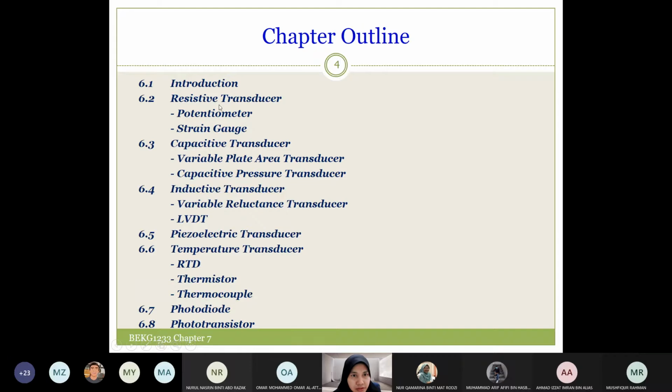This is the chapter outline. We will have resistive transducer that consists of potentiometer and strain gauge, capacitive transducer. The examples are variable plate area transducer and capacitive pressure transducer. Inductive transducer, for example, variable reluctance transducer and LVDT. And we have other transducers such as piezoelectric, temperature, photodiode, and phototransistor. The examples of temperature transducer are RTD, thermistor, and thermocouple.